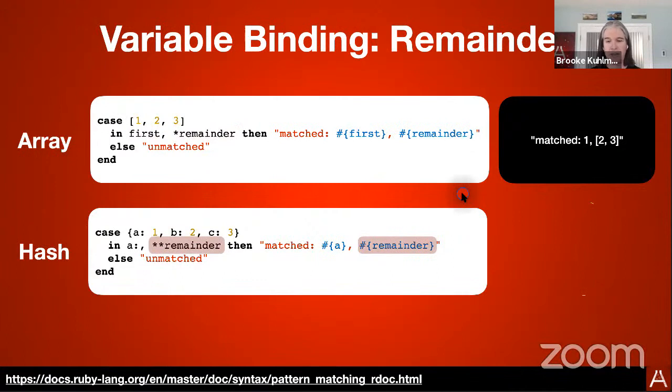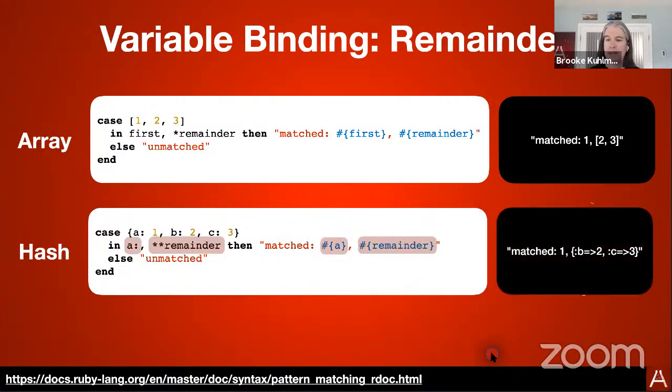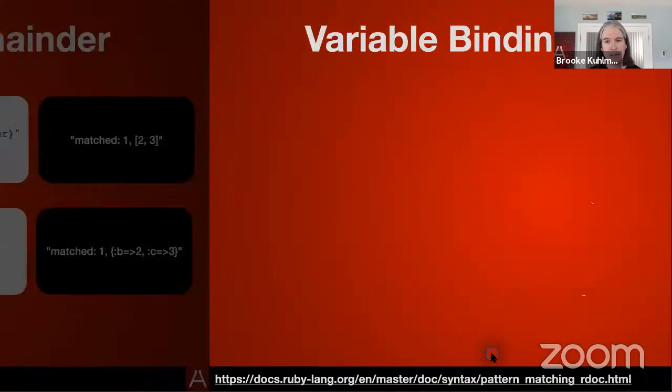Now, in the case of hashes, different syntax because we're using double splats, but the concept is the same. So if I print this out in this case, I'm going to get a match of 1, and then my remainder is actually the hash of all the remaining elements in the original hash coming in. So really nice way to gobble that up.